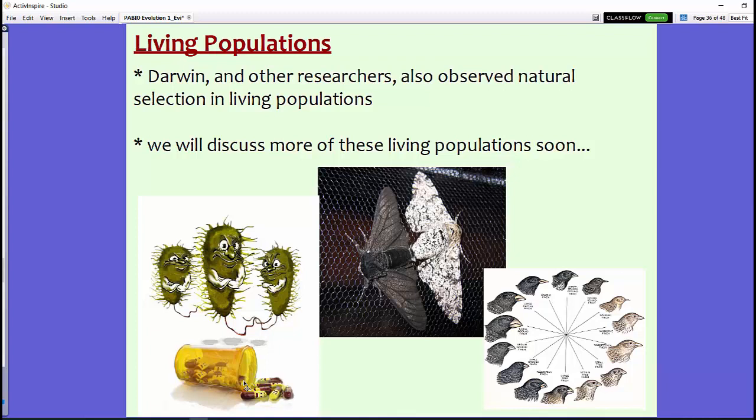They're becoming resistant to antibiotics. That's an evolutionary change. And for bacteria, this happens fairly quickly because they are able to reproduce very fast. We have seen this also in the peppered moth, which we'll talk a little bit more about in future videos.